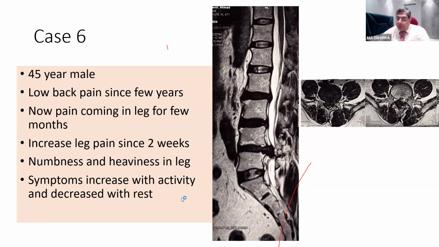Dr. Rajnish sir, before the patient goes to the neurosurgeon, what are the ways that you can make him, let's say, comfortable for the time till they reach the neurosurgeon?